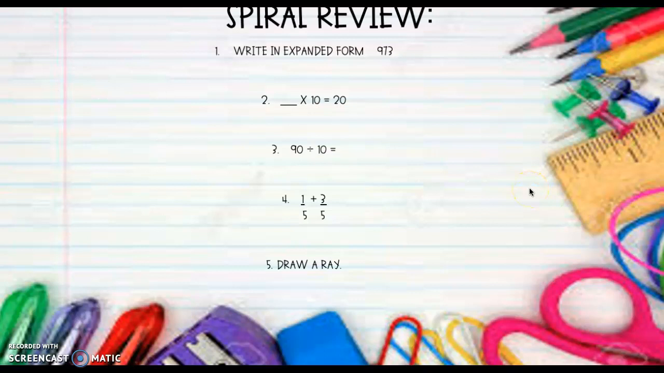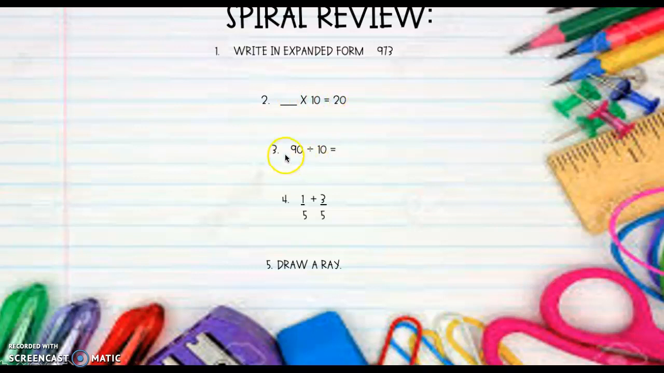All right, your SPOB review for today is 5 questions or 5 problems that you need to solve. And your first one says write in expanded form 973. So you're going to take this number 973 and write that in expanded form. Remember, that's when you stretch the number out and you have plus signs in between each section. Okay? Your second one says blank times 10 equals 20. So you have to find the number that goes right here to make this sentence true. So what number times 10 will give you 20?